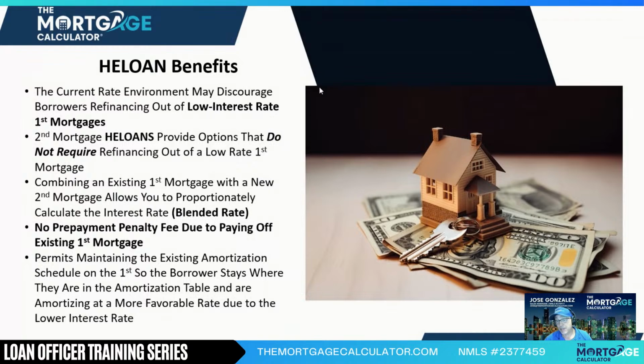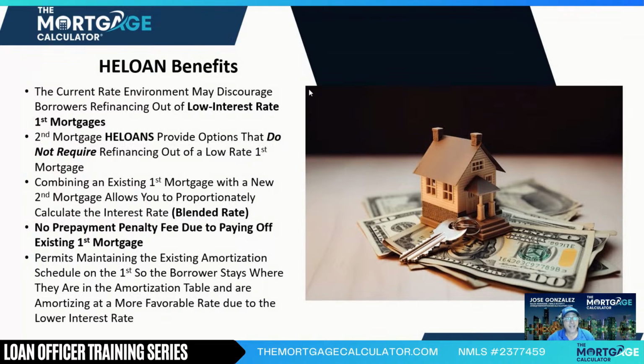So as I mentioned, the DSCR borrower that might have a 3.5% interest rate doesn't want to refinance out of that just to get access to additional capital. Well, the HE loan definitely provides a solution to that because, like I mentioned there, the current rate environment may discourage borrowers from refinancing out of low interest rate first mortgages. Second mortgage HE loans provide options that do not require refinancing out of a low rate first mortgage.